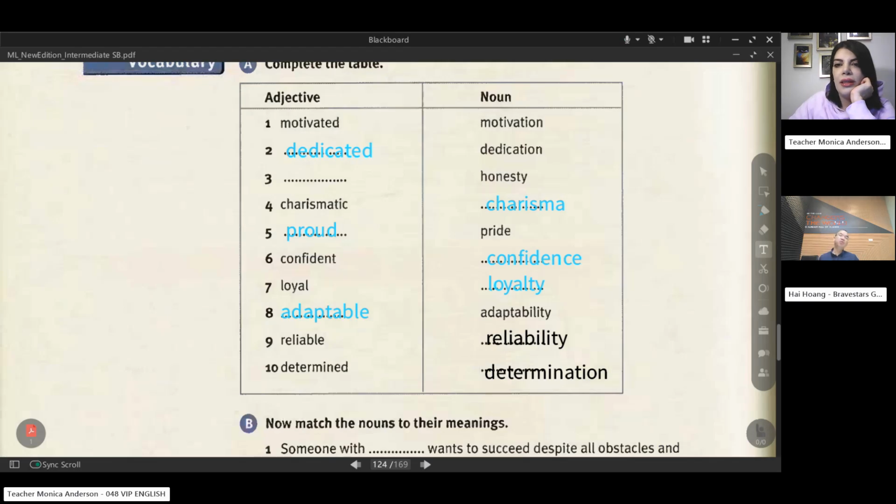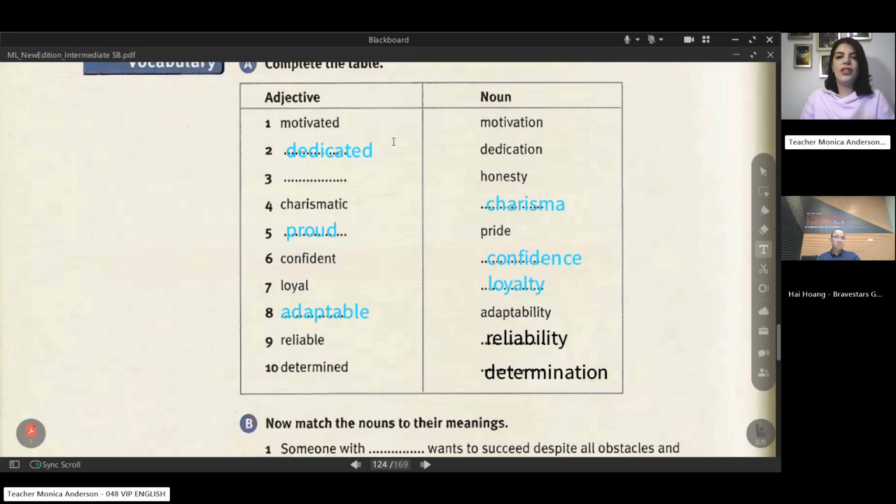And do we have any rule to change from adjective to noun or noun to adjective? Okay, so actually there are some rules, but it's not that these rules apply for every word, because there are lots of exceptions. So as I told you, for example, when we have TION nouns, like dedication, motivation, normally the adjective form is ed form. Motivated, dedicated.